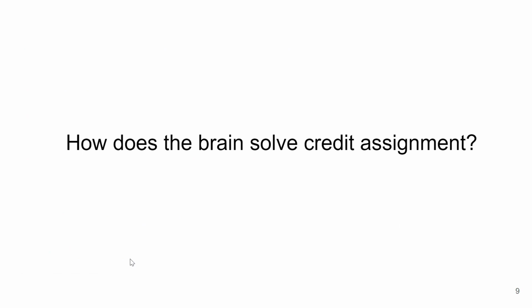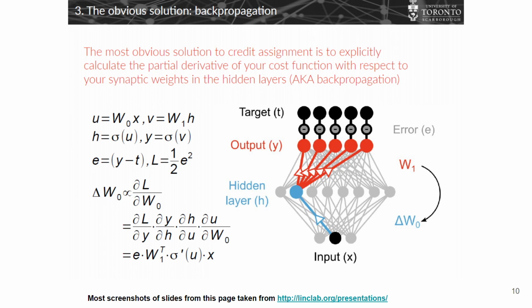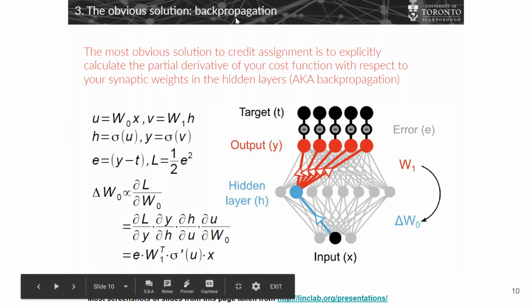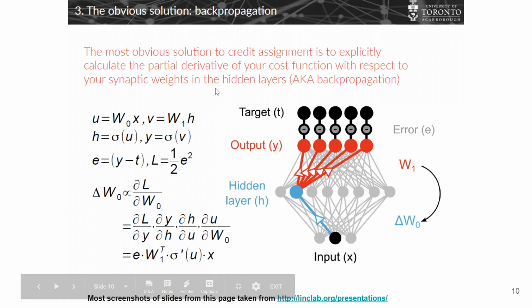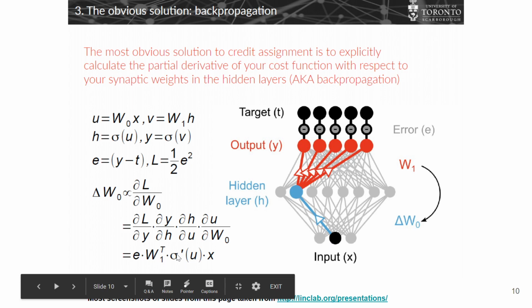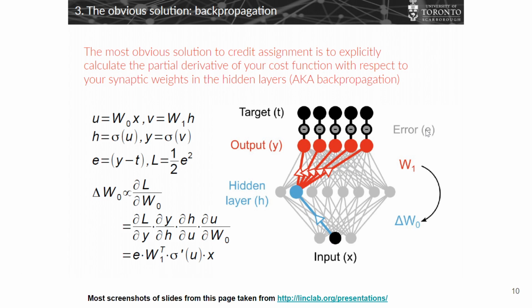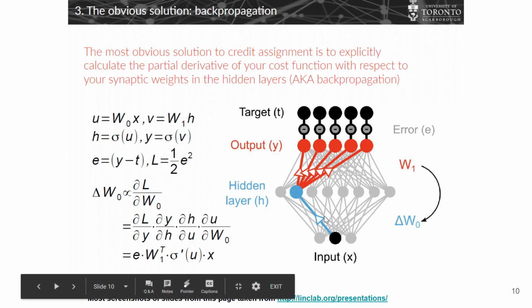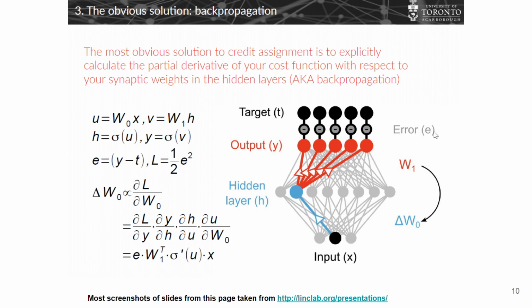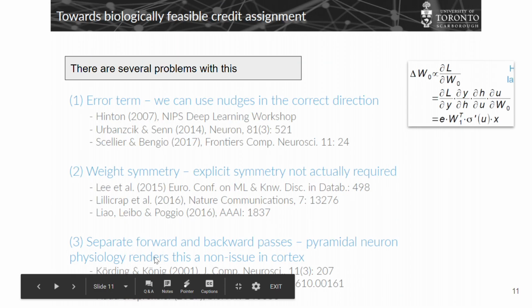So how does the brain solve credit assignment? The obvious solution, which is not biologically plausible yet, is backprop. And this is the formula for backprop. You can pause the video and take a closer look at the math. But basically what happens is the weight change that you have at this synapse depends on the transpose of weights on the following synapses and also on the error term. The problem is that there's no reason to assume that this synapse would have access to W1 or the error term. And for doing backprop, we need those values.